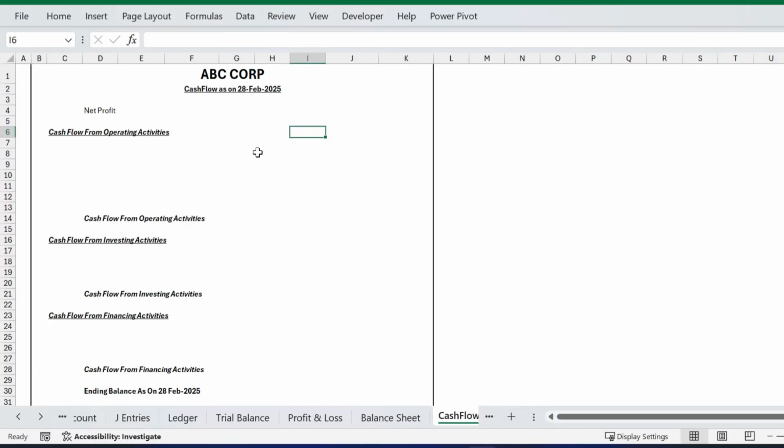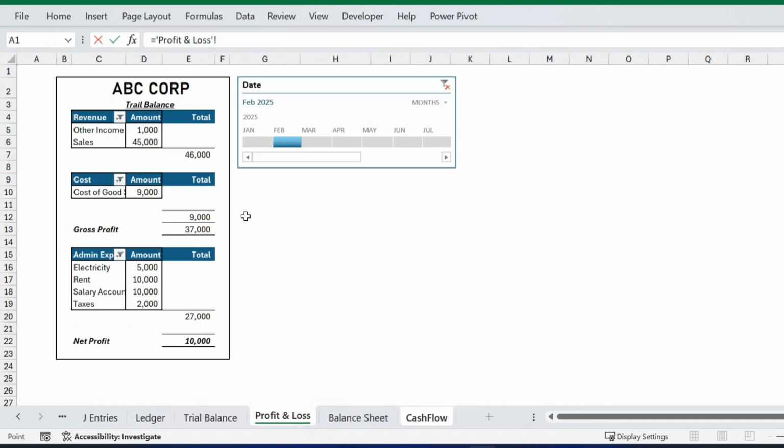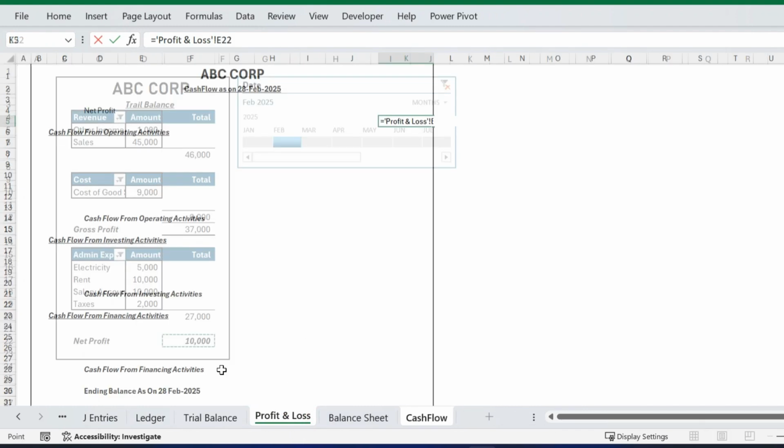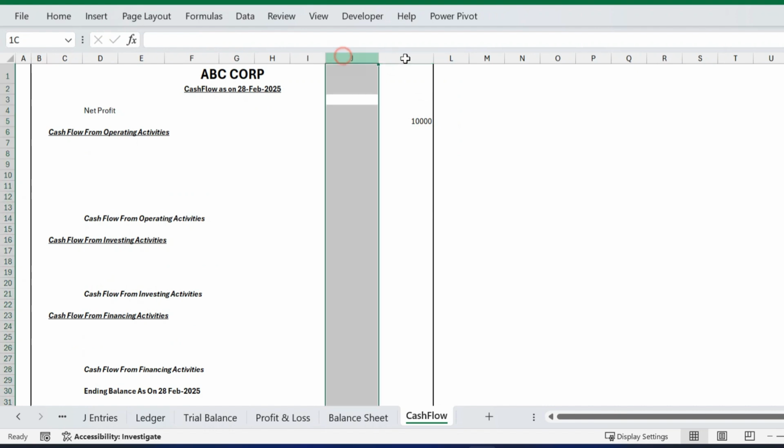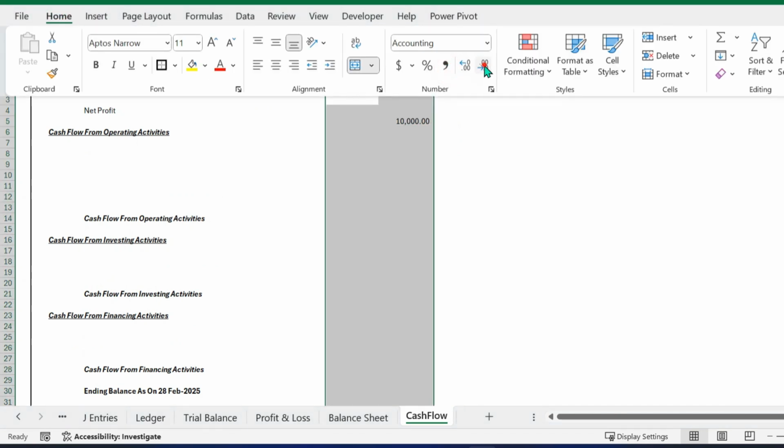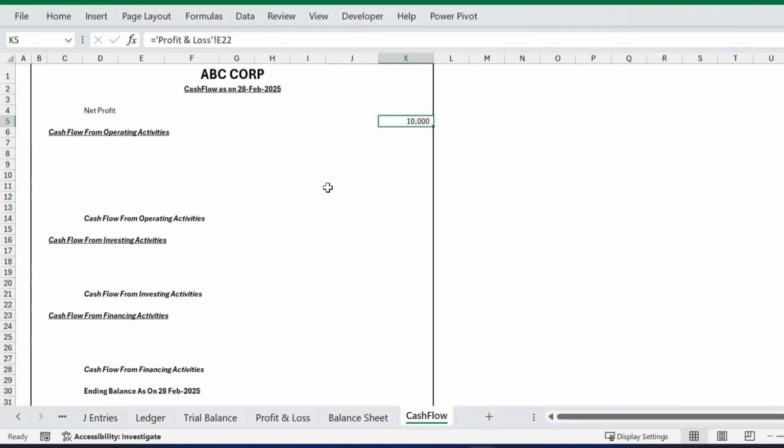Now, I've already created the profile of our cash flow. I don't want to waste any time on this, so let me explain it to you. This is the header, and we always start from the net profit. The net profit is what we have to mention here. So we put an equals sign and bring the net profit here. So, this is our net profit. Let me format this as a number. So, we always start with the net profit.